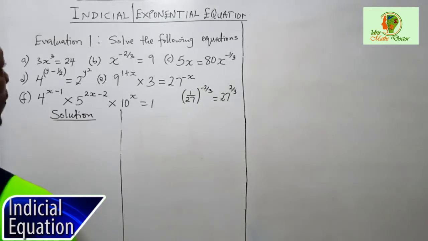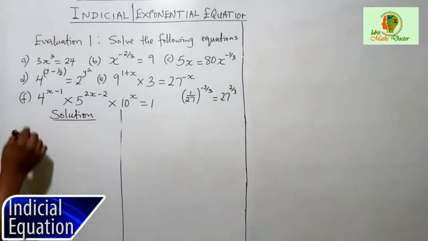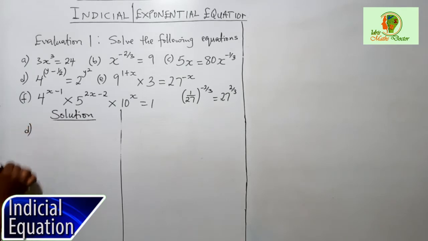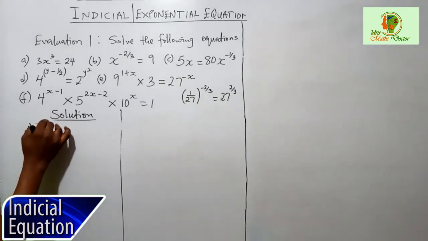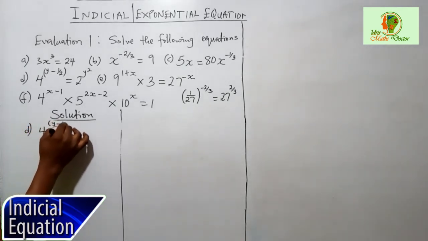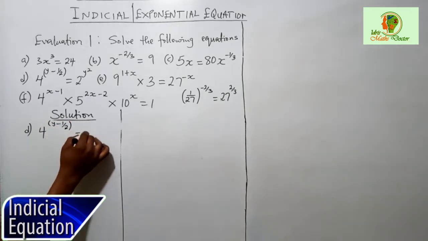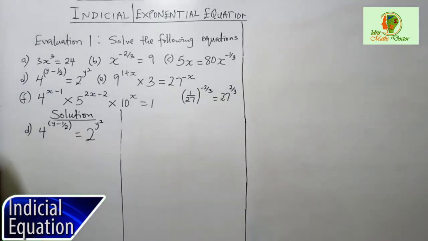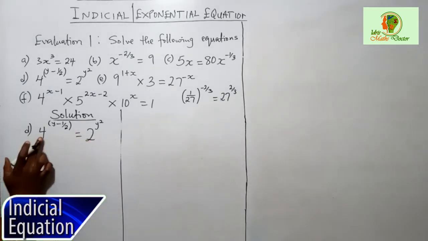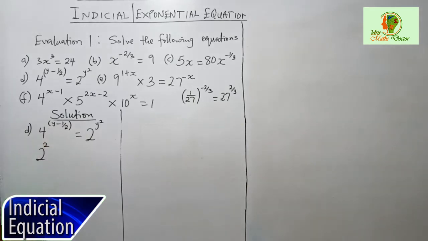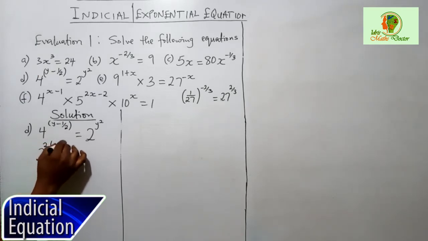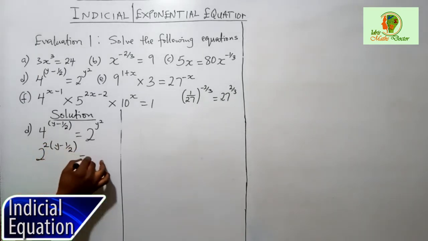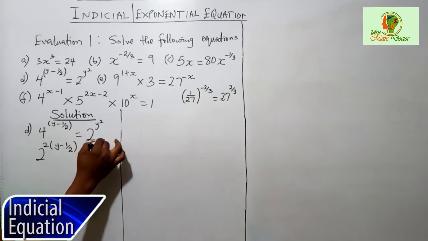Okay, we are making progress. Now to question D, we have 4 raised to power (y minus half) equals 2 raised to power y squared. First, since the base here is 2, we are going to write this 4 in index form, and that is going to give us 2 raised to power 2, which is 4, into bracket y minus 1 over 2, equals 2 raised to power y squared.